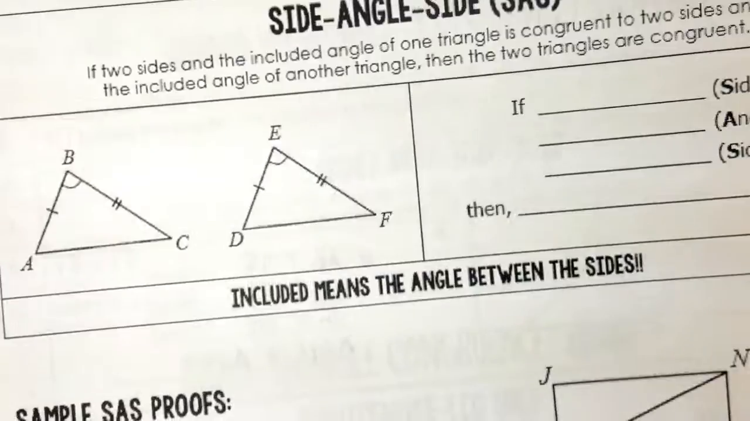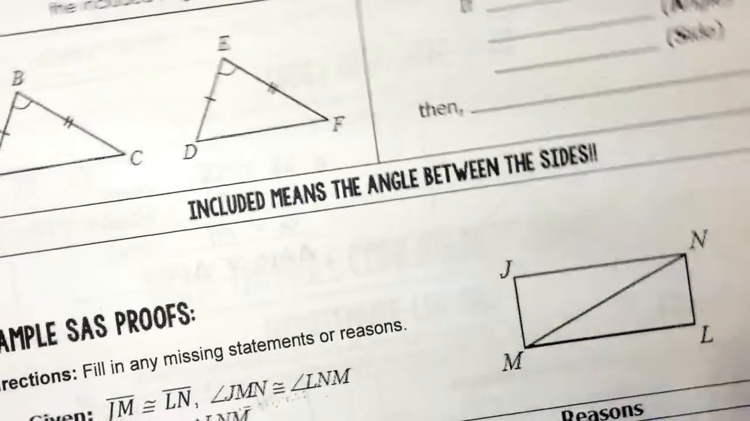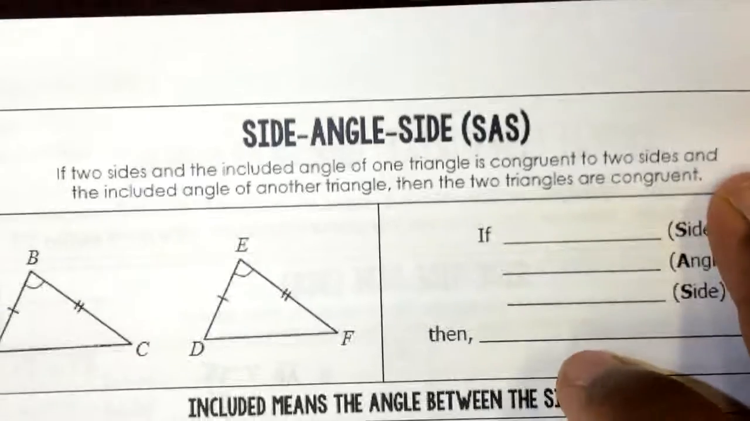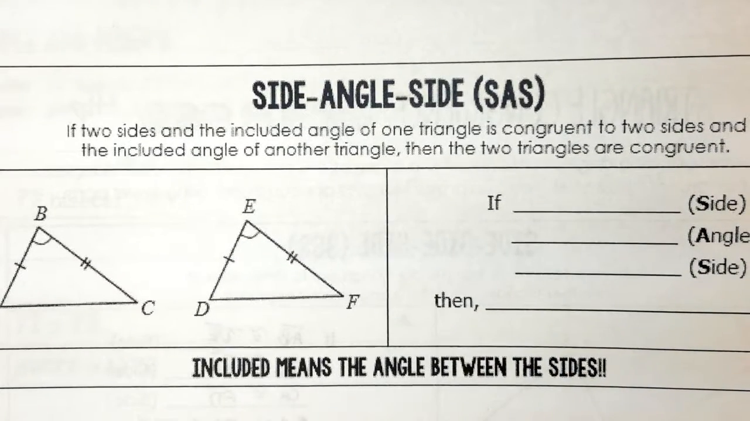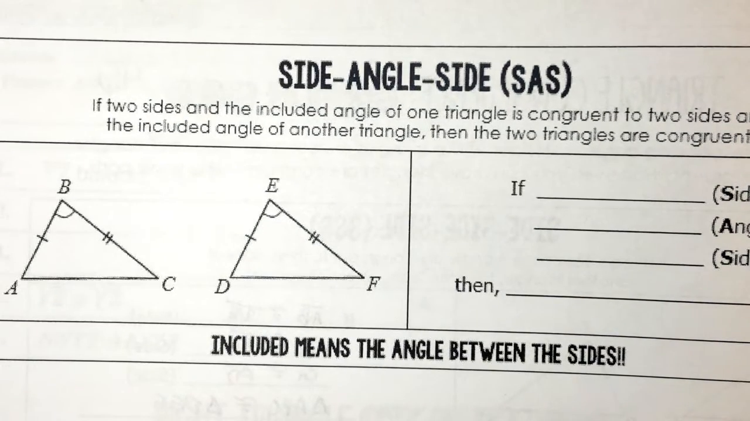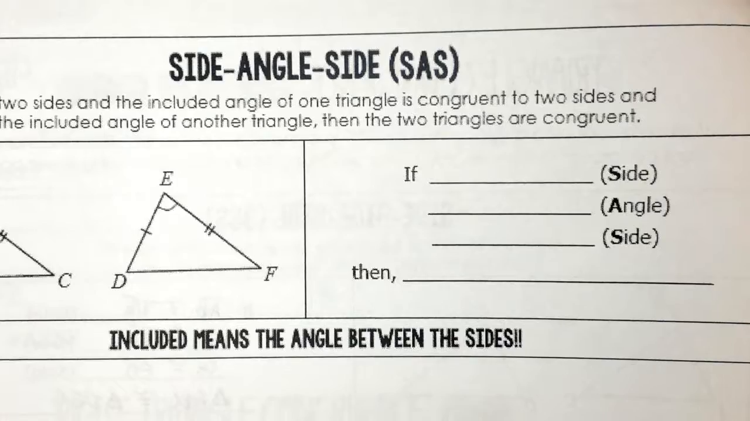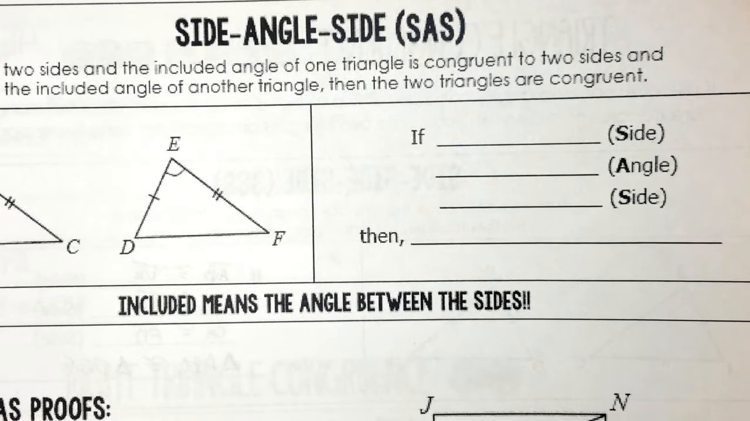We back at it. On the back, side angle side. If two sides and an included angle of one triangle are congruent to two sides and an included angle of another triangle, then the two triangles are congruent.